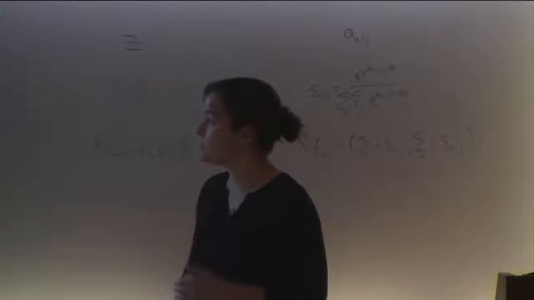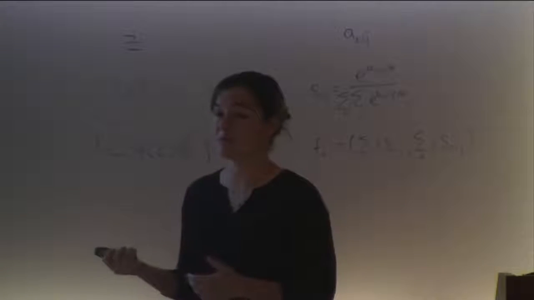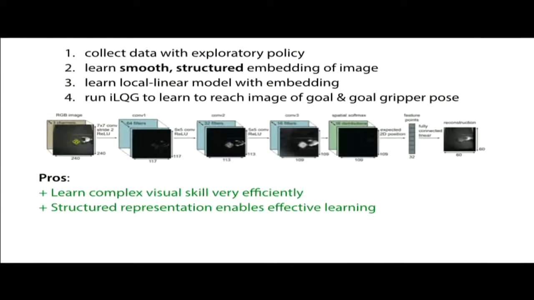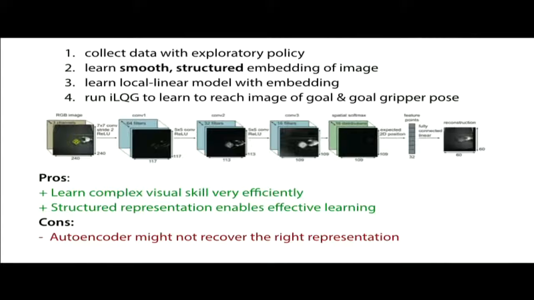Okay, so some pros. First, it's able to learn a complex visual skill very efficiently, and the structured representation enables effective learning. The cons are that the autoencoder, again, might not recover the right representation. The reconstruction cost of the autoencoder has the goal of just reconstructing the image, and that objective isn't necessarily consistent with the objective of the task. So there's still a chance that the feature points might not hook onto the objects that you really care about.